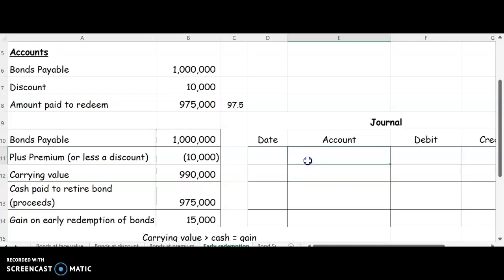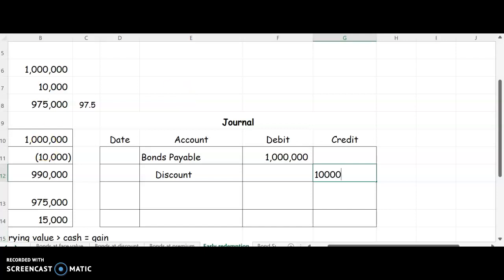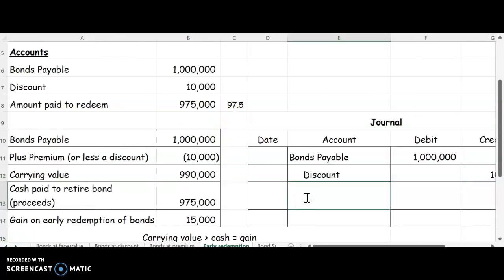Okay, and you may be asked to journalize the redemption of the bond. So over here, you would debit bonds payable because after this transaction, you will no longer owe them the money. Debit the bonds payable for the face amount. It's always the face value of the bond. And remember, we have a discount balance of $10,000. Discounts have a normal debit balance, so to get rid of it, we are going to credit the discount for the balance of $10,000. And then we need to credit cash for the amount that we paid this off for, which we calculated.